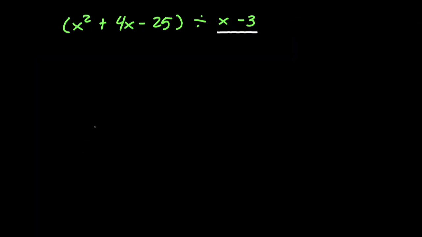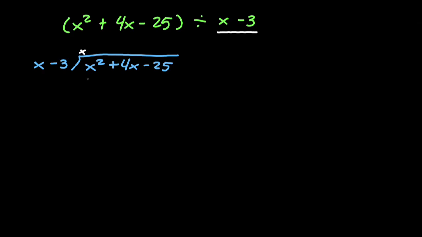x squared minus 4x minus 25 all divided by x minus 3. As you can see here, this now is a binomial which contains x and negative 3. It is not a monomial anymore. So you're going to do the division form, which would be x minus 3 and x squared plus 4x minus 25. Now, when you're dividing polynomials, just focus on the variables such as x and not the numbers like 3.